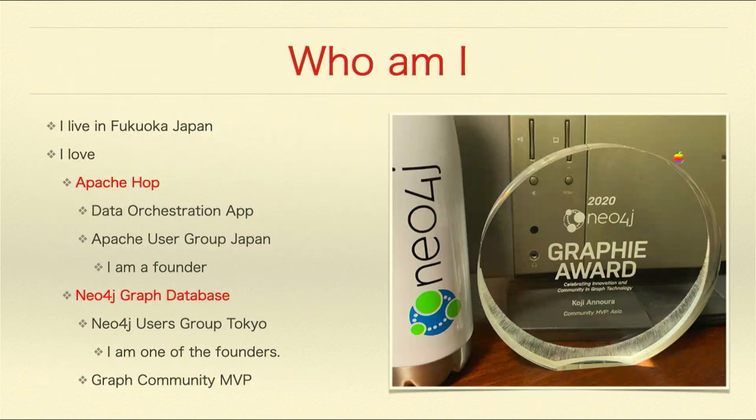Okay, who am I? I live in Fukuoka, Japan, south of Japan. I love Apache Hop. It's a data orchestration application. I'm a founder of Apache User Group Japan and Neo4j graph database user group, and a graph community MVP.